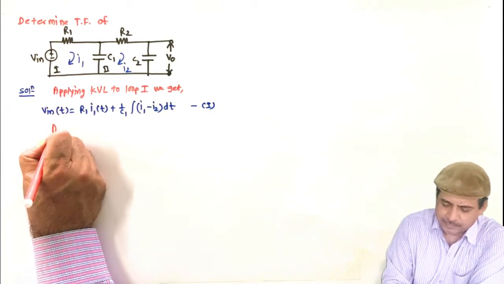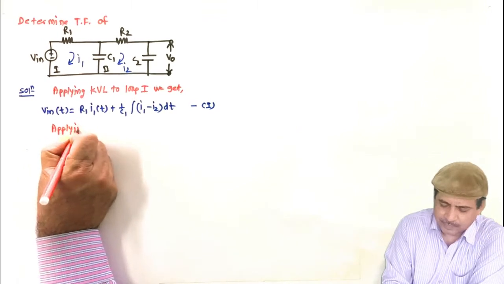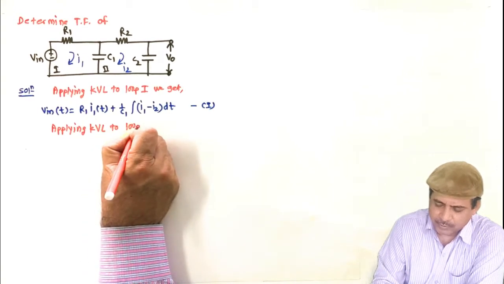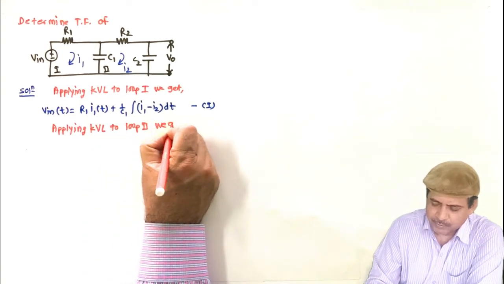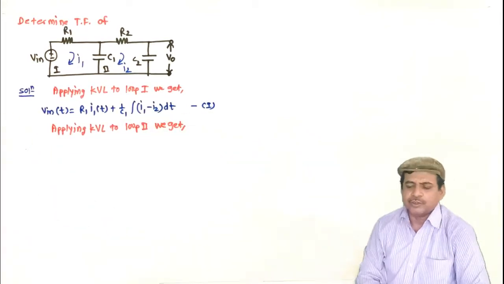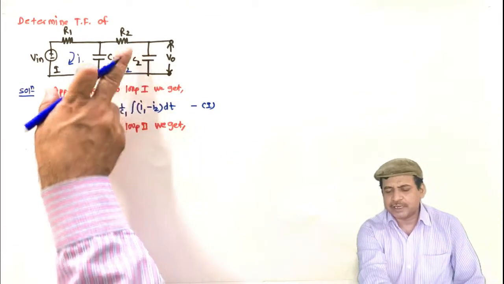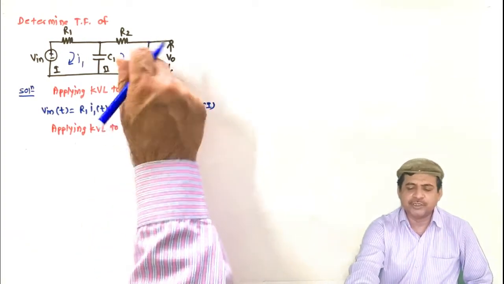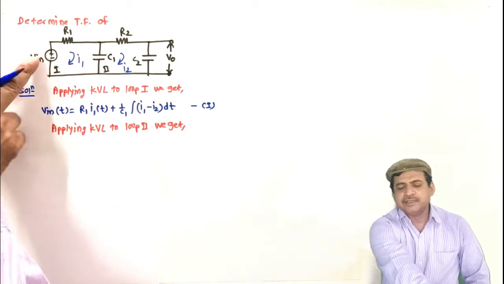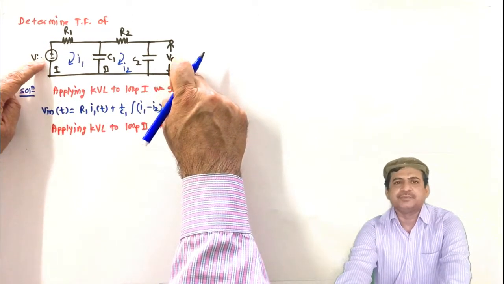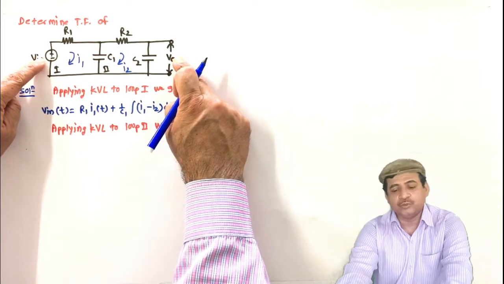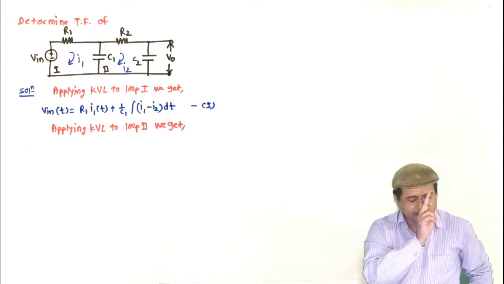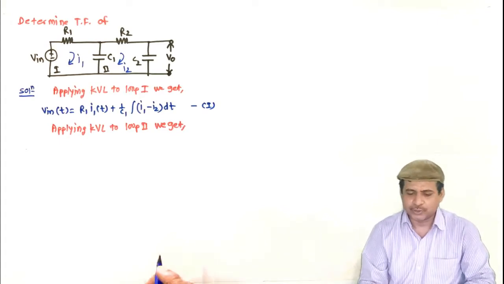Then applying KVL to loop 2, we get, why are we doing so? You can see this V output is across this C2, so definitely it will be 1 upon C2 integration I2 dt, and V in is here, and we want the ratio of these two, and that is why we need to apply KVL to both loops, and there will be some auxiliary variables that we need to replace. How to do it, I will show you.